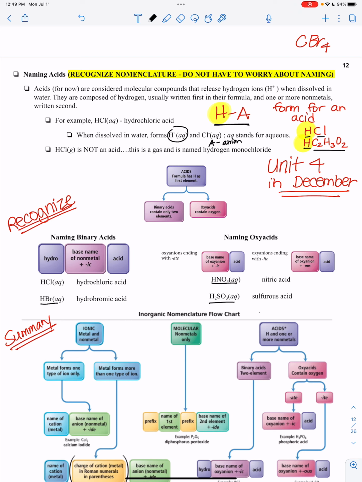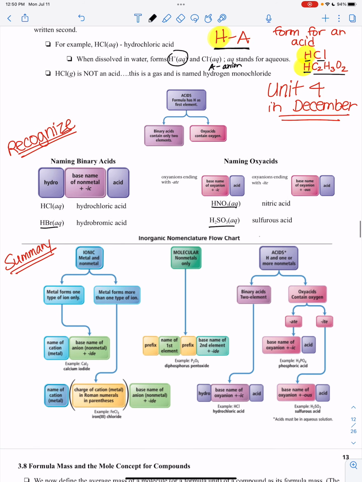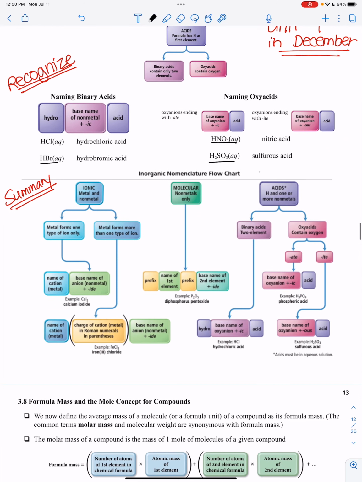For our summer work, I just want you to be able to recognize them, see them, and we'll work with them in other calculations, but it's not going to be big. You are not going to have to worry about naming them for AP Chemistry. It's just very important to recognize them. And then on the bottom of our page 12 here, there is a nice little summary for naming flowchart. Again, you're not going to have to worry about this, not for AP. You're not going to have to know how to name acids for AP. You have to recognize it, definitely, but you're not going to have to sit there and name it.